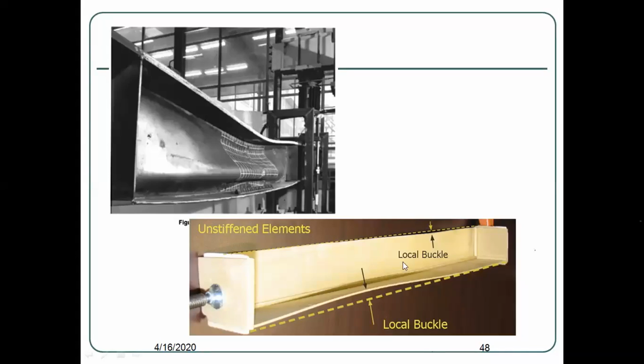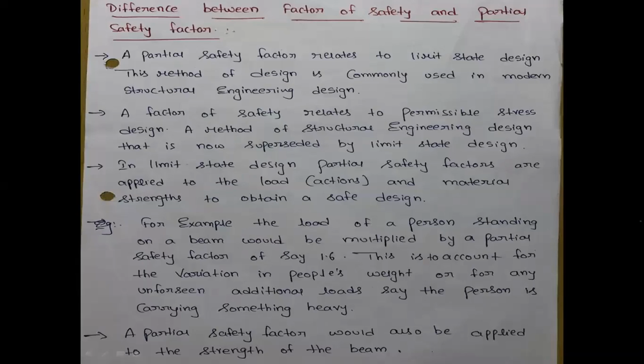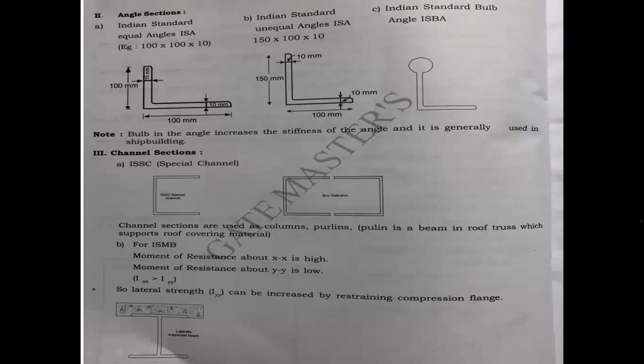So this is the local buckling of an angle. This is how angles will buckle when they are subjected to compression forces, right? Here I have given stability checks, and the difference between factor of safety and partial safety factors, right? You can go through the different properties of steel sections over here, right? So the importance of an angular section.